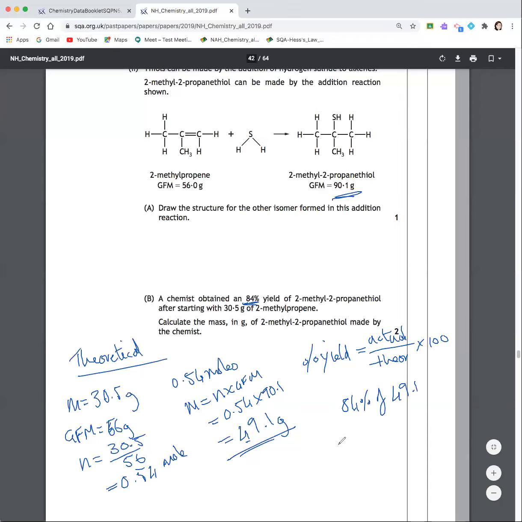Okay, so depends how you lay it out. You maybe lay it out as 84 over 100 times by 49.1, or maybe you do 49.1 times 0.84. Either way, it's going to be the exact same thing. So that then gives you an actual yield of 41.22 grams.